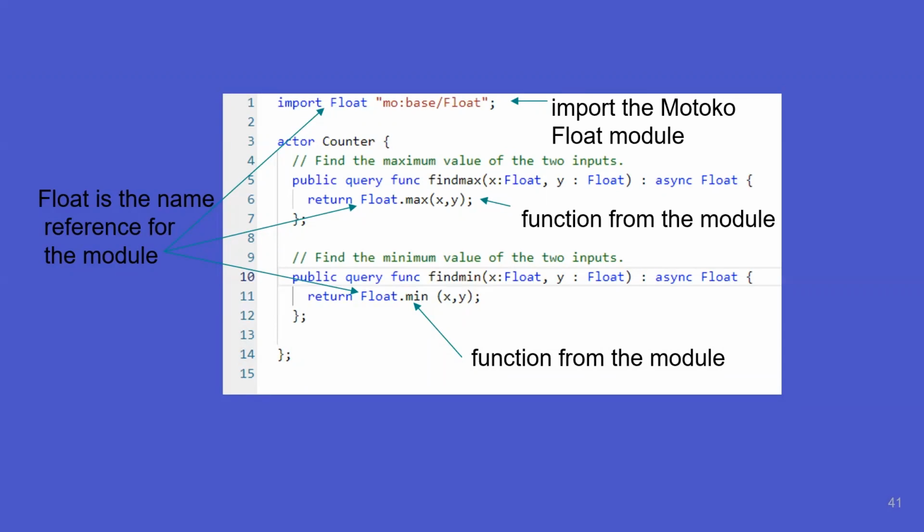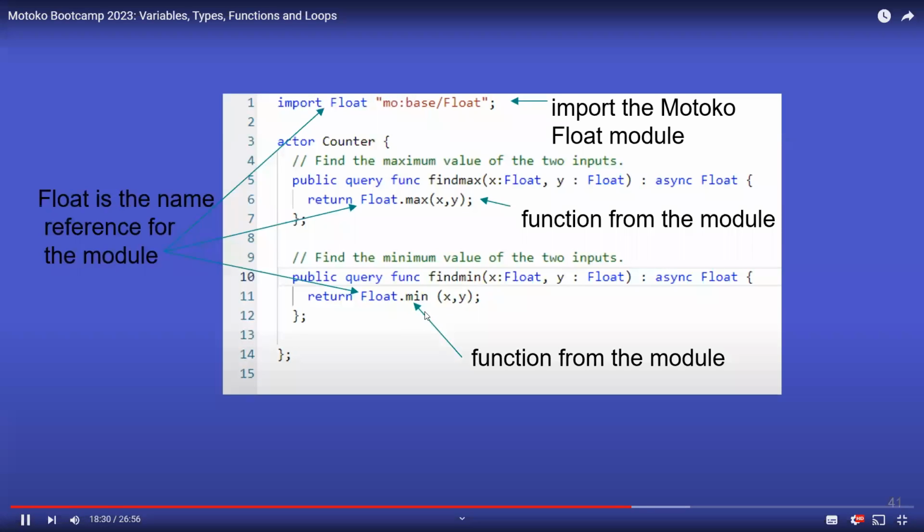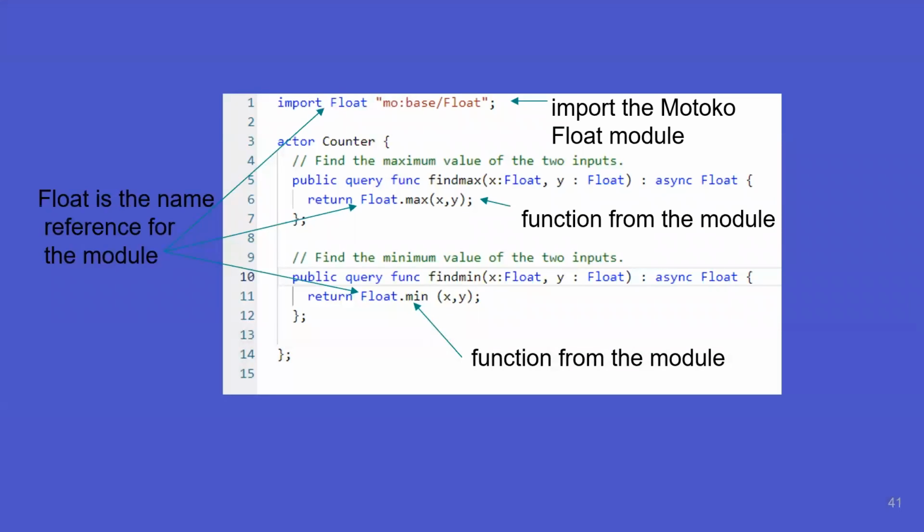Likewise, to find the minimum, I created a function called findMinimum. It accepts two values, x and y, of type float. It's going to call the min function from the float module and pass the x and y values to it, and it will give me the response on which of those two numbers is the minimum.